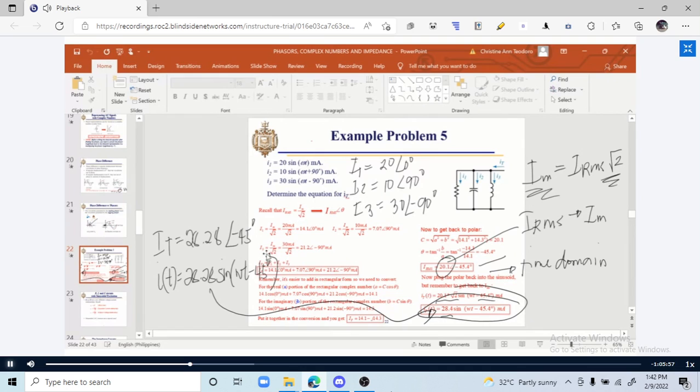So, since I1 is 14.1 angle 0 degrees, I2 is 7.07 angle 90 degrees, and we have I3 which is 21.2 angle negative 90 degrees, can we now add the three currents?